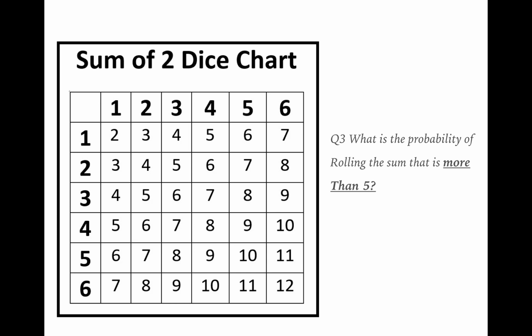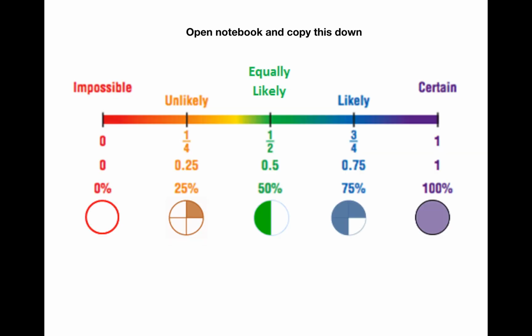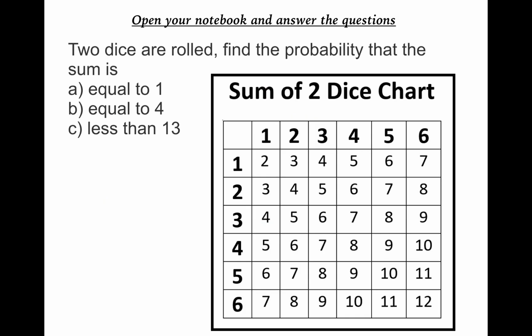You can open your notebook and try and solve this exercise. Alright, let's check. So we write 26 over 36 and simplify it to 13 over 18, and we get, by dividing 100 by 18 and multiplying by 13, 72% chance. So it's quite likely we will get the sum that's more than 5. Okay, this is our answer. And this is the probability line.